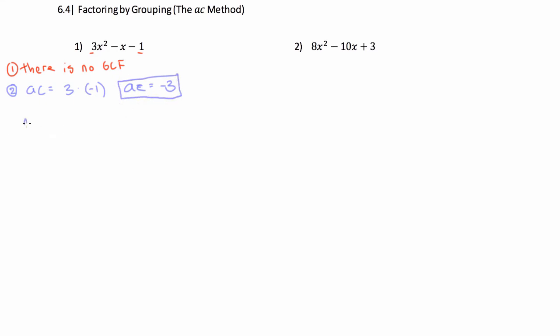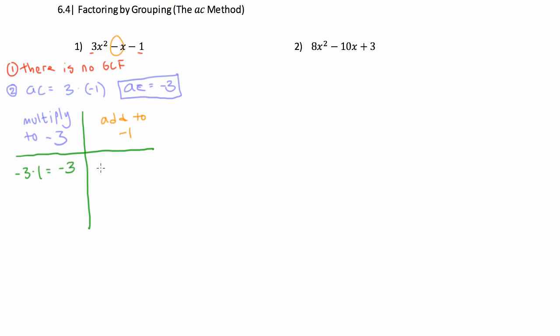And now I want to find two numbers that multiply to negative 3, and I want those numbers to add to my B. So negative 1. So I'm going to go through and try to find some different numbers. So like negative 3 times 1 is negative 3. Negative 3 plus 1 is negative 2.